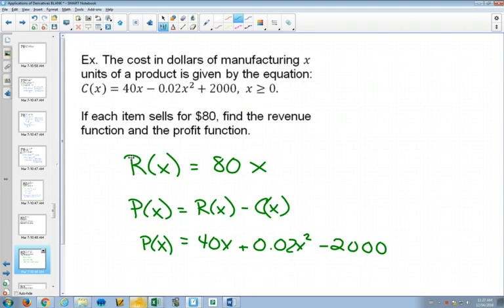So with that profit equation, you could figure out certain things like how many would you need to sell before you start actually making money. You could find an x-intercept that way. And you could use that to figure out a bunch of things.